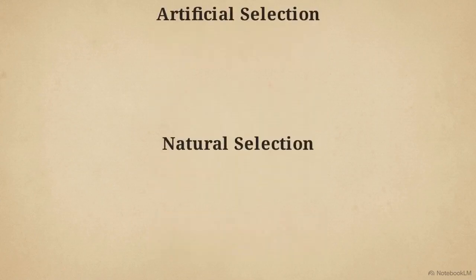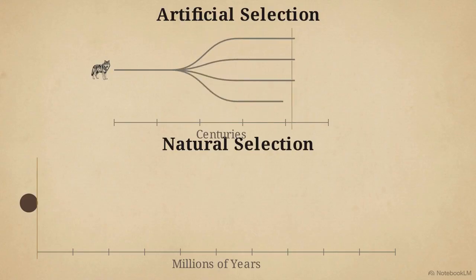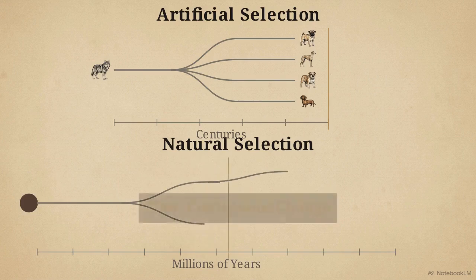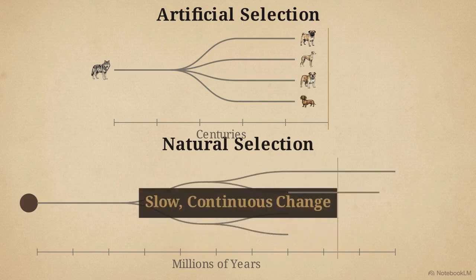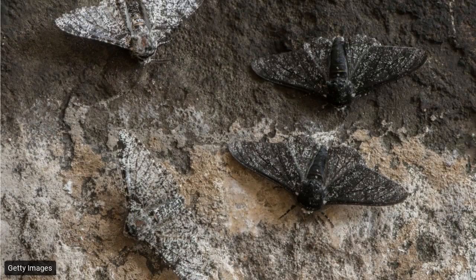We can observe the mechanics of natural selection proven in the real world. Look at this timeline comparing artificial selection to deep time. By selectively breeding wild wolves, humans produced hundreds of distinct dog breeds in just a few centuries. If human selection can cause massive physical changes so quickly, natural selection operating over millions of years can create new species. We also observe this in wild populations through protective coloration.